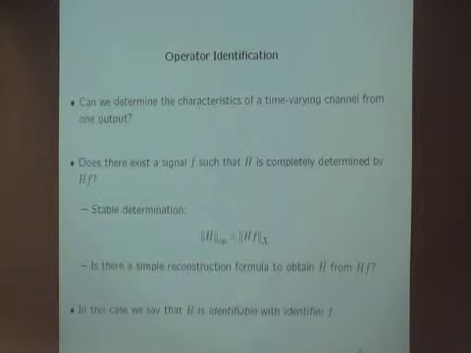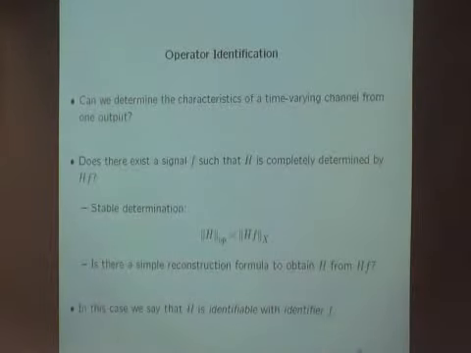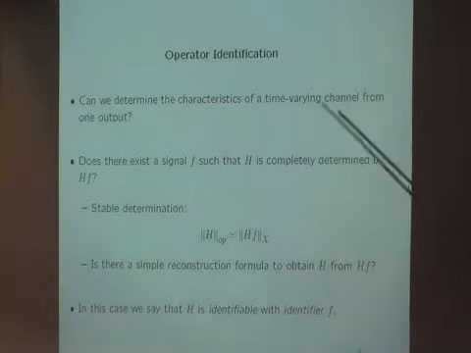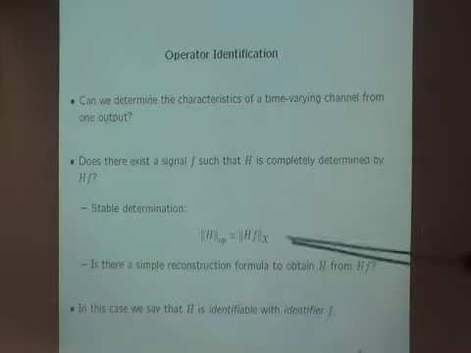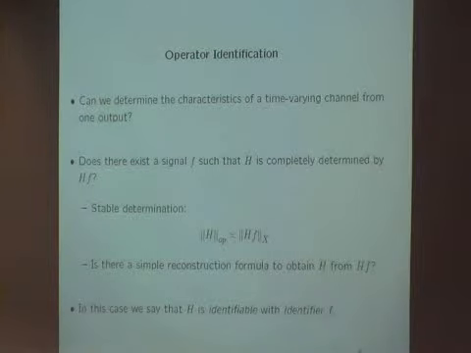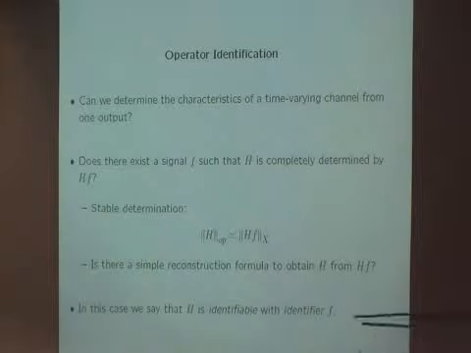So the question I want to ask is, if I look at some large class of operators of this type, can I find a single input with the property that if I send that input through, I can determine whether I have two different channels or not. I also want the stability criteria, and I'd also like to ask for a simple reconstruction formula. This problem is called the problem of operator identification. We would say that this class of operators is identifiable with identifier f.